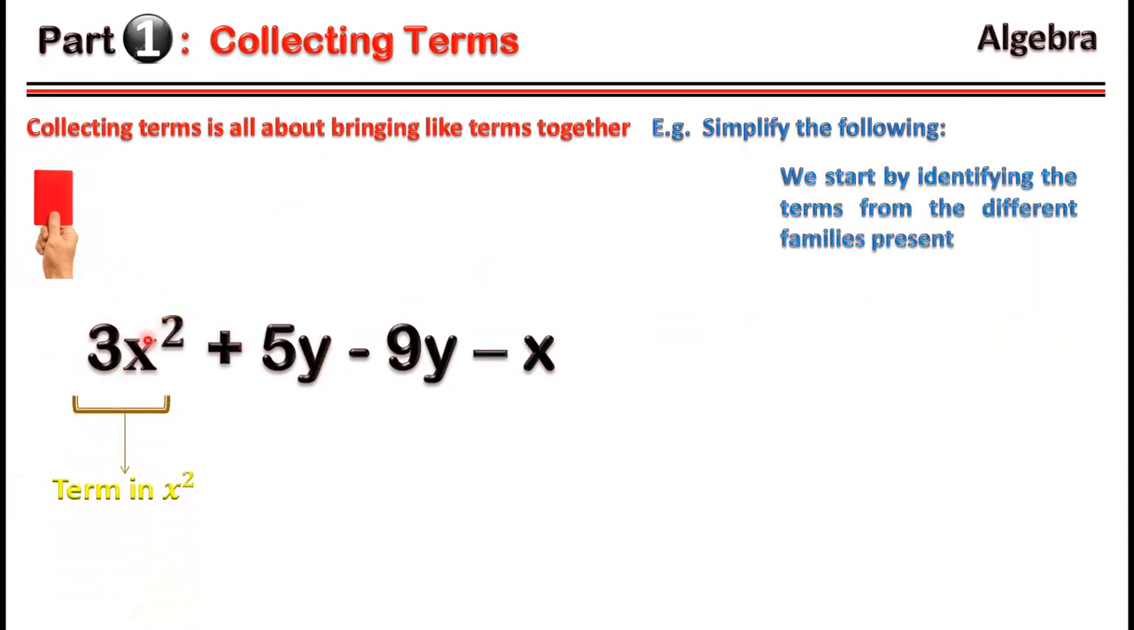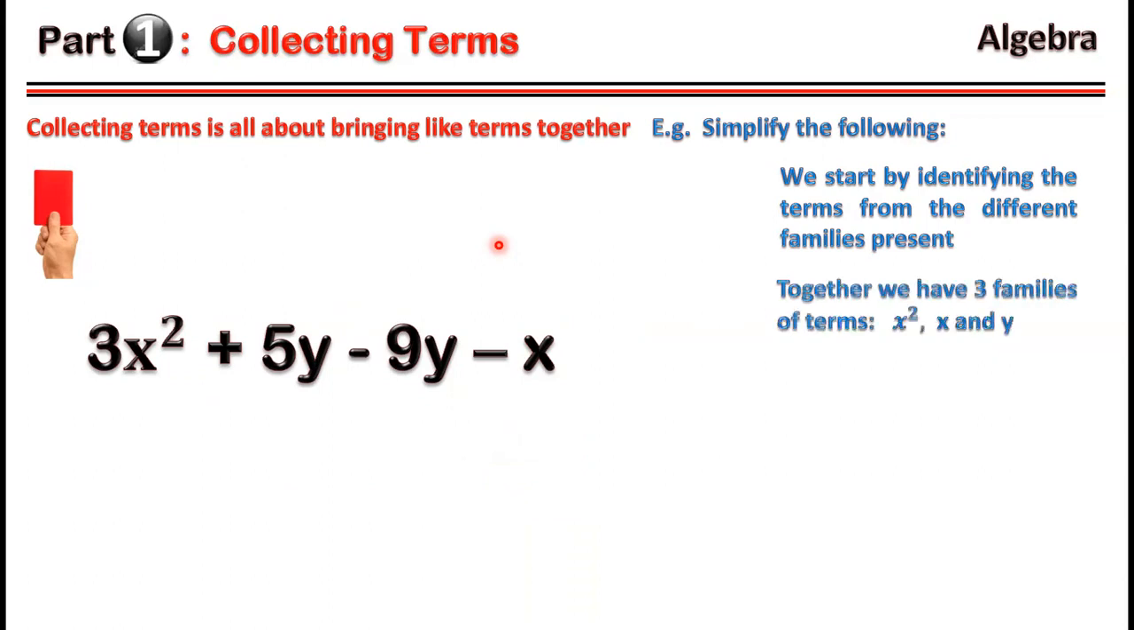In this expression, we start by identifying the terms from the different families. We have the x squared family, 3 members. We have the y family: we first of all have plus 5y, and we equally have minus 9y. Then we equally have the x family. So how many families of terms are present here? There are 3: the family in x squared, the family in y, and then the family in x.